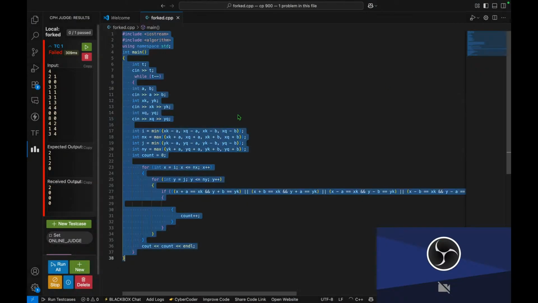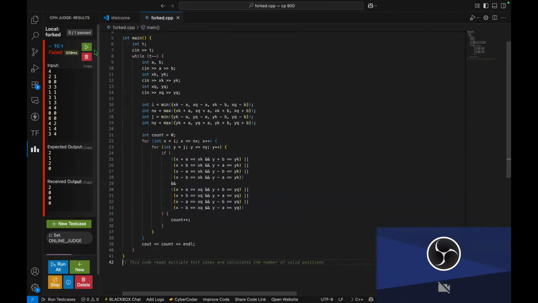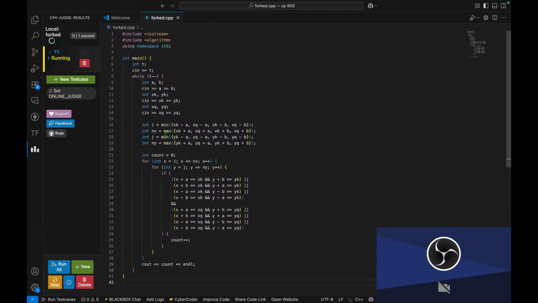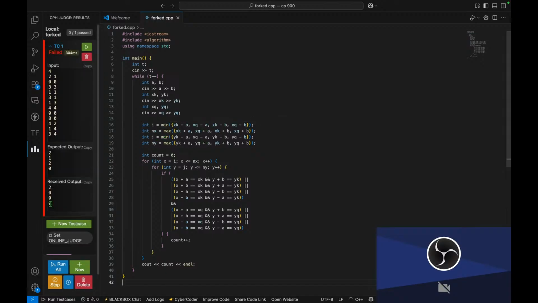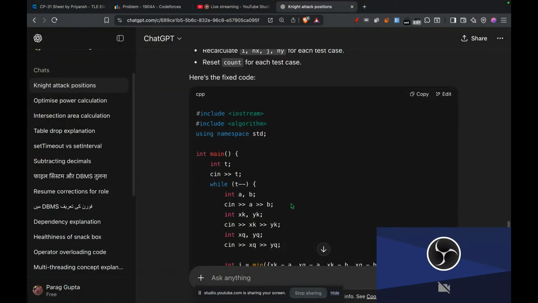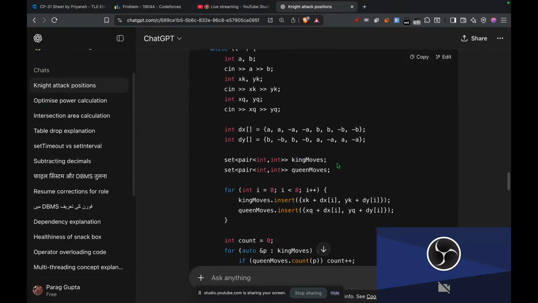I don't know why it is not working. What changes does GPT make to make my code run? Nothing. Change... set. It made a set. King move and queen move. But the king and queen are not moving. It's just checking it. Why?